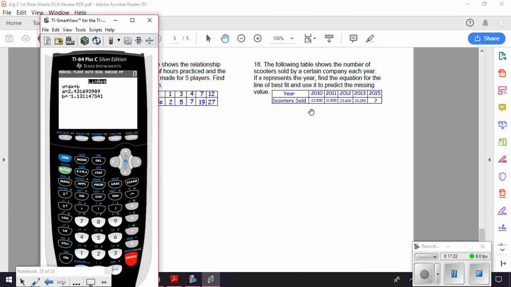18 says the following table shows the number of scooters sold by a certain company each year. If X represents the year, find the equation for the line of best fit and use it to predict the missing value. Okay.